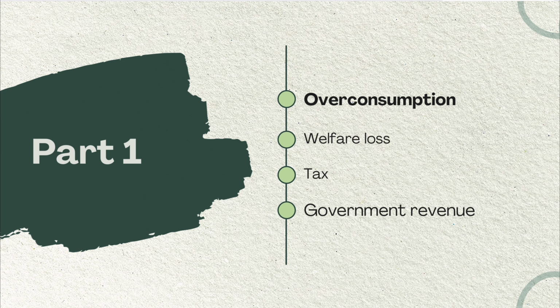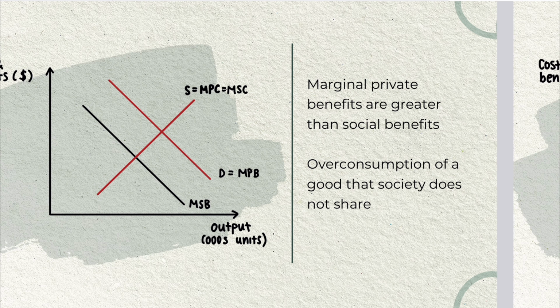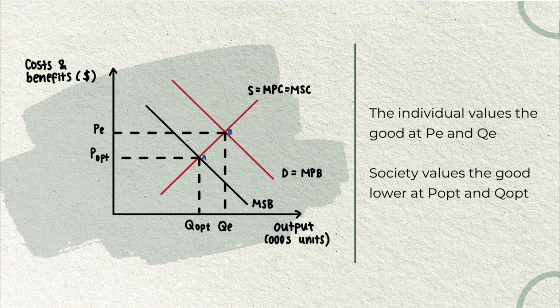Firstly, we need to look at the concept of a negative externality, which is a product being overconsumed. As you can see in this diagram, the marginal private benefits are greater than the marginal social benefits. This indicates an overconsumption of a good that society does not share. As you can see here, the individual values the good at PE and QE respectively. But society values the good lower at POpt and QOpt.